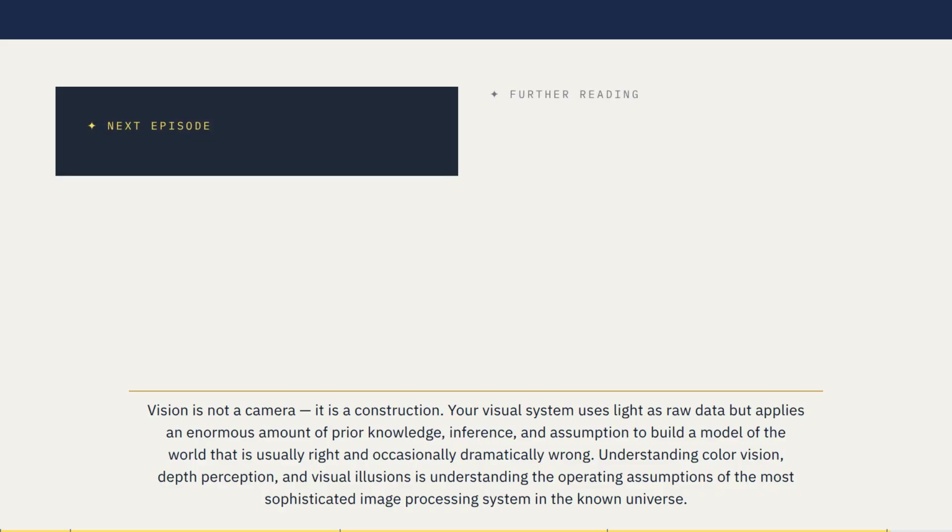Vision is not a camera, it is a construction. Your visual system uses light as raw data, but applies an enormous amount of prior knowledge, inference, and assumption to build a model of the world that is usually right and occasionally dramatically wrong. Understanding color vision, depth perception, and visual illusions is understanding the operating assumptions of the most sophisticated image processing system in the known universe.